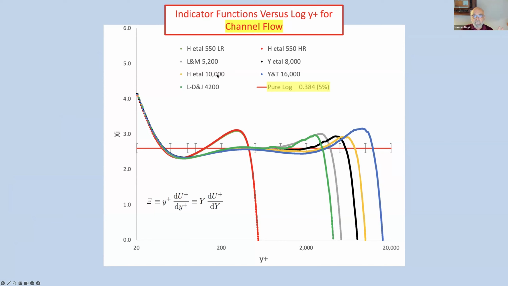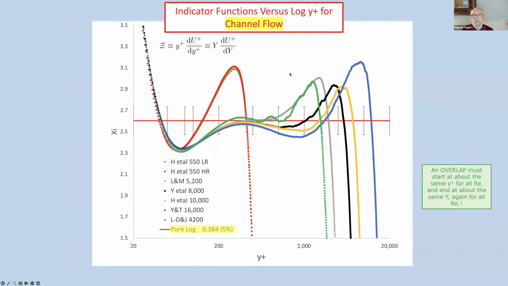This is Sergio Hoyas at 10,000. This is Jimenez and some of his students. Hoyas again, lower Reynolds number. Yamamoto at 8,000, and the most recent Yamamoto was actually a channel at 16,000. It's not published, but we have had the data for some time. This is the scale you need to plot the data.